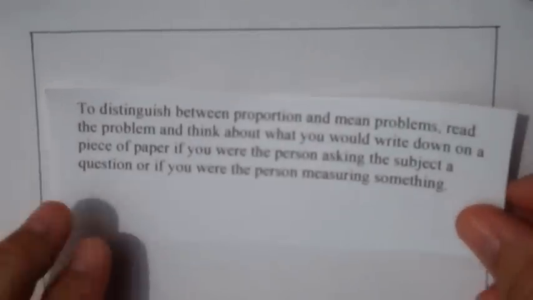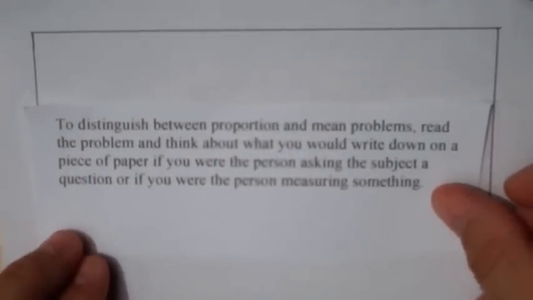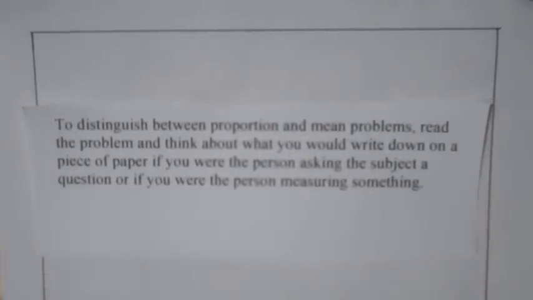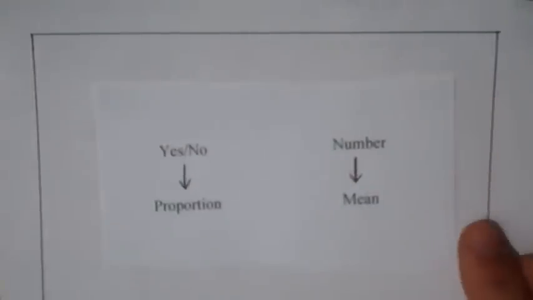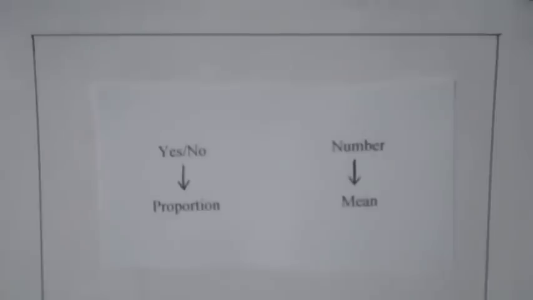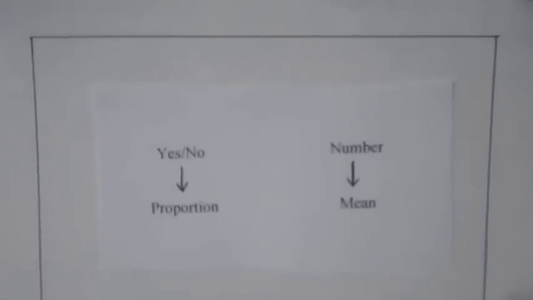Now, in general, to distinguish between proportions and means problems, what you need to do is just read the problem carefully and really think about what you would write down on a piece of paper if you were the person asking the subject a question or if you were the person measuring something. It turns out that if what you would write down on your paper is yes or no, then the problem is a proportions problem. And if what you would write down on your piece of paper is a number, then it's a means problem. So what we're going to do is go through several examples and talk through them.